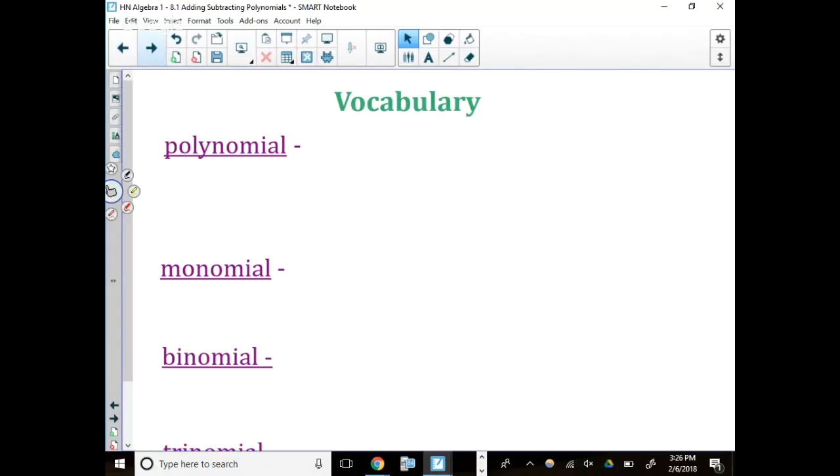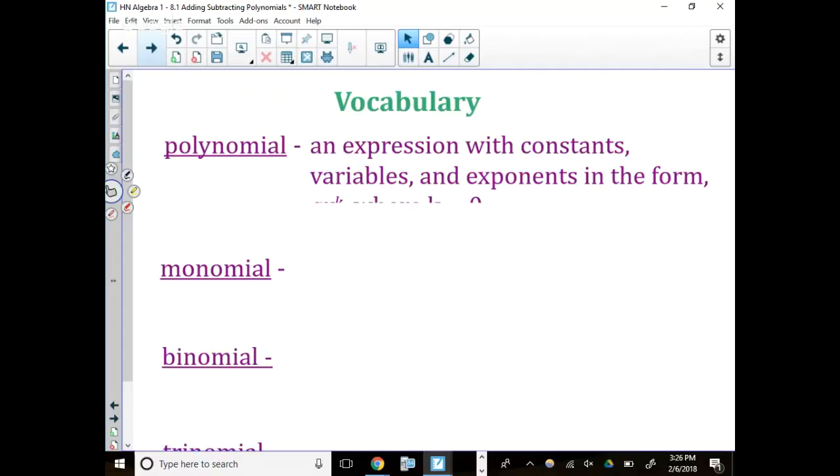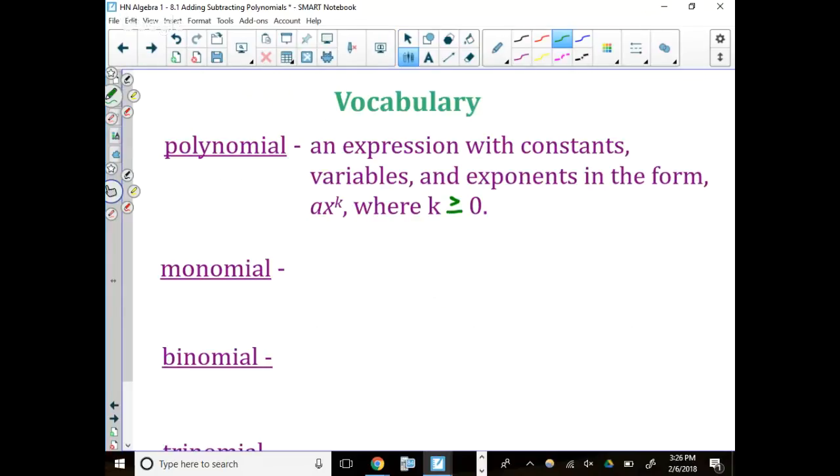All right, so we're going to go through again some vocabulary here. So a polynomial, because we haven't talked about polynomials just yet, is an expression with constants, variables, and exponents in the form of ax to the k, where k is greater than or equal to 0. So again, what that says is basically there are no negative exponents, and as long as there are coefficients, variables, and exponents, we can make up an expression.